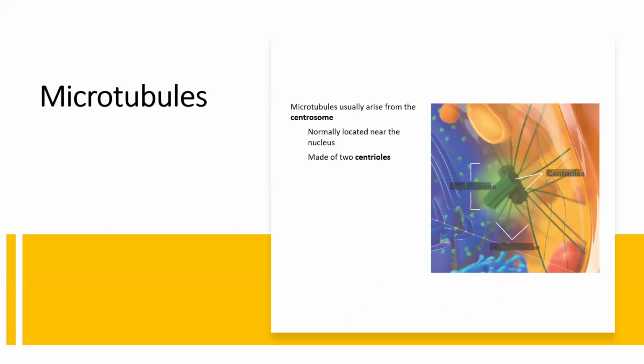Now, these microtubules are going to arise out of these centrosomes. These are usually located near the nucleus. They're made up of two centrioles, and these are the same things that make up the basal bodies that anchor in eukaryotic flagella.